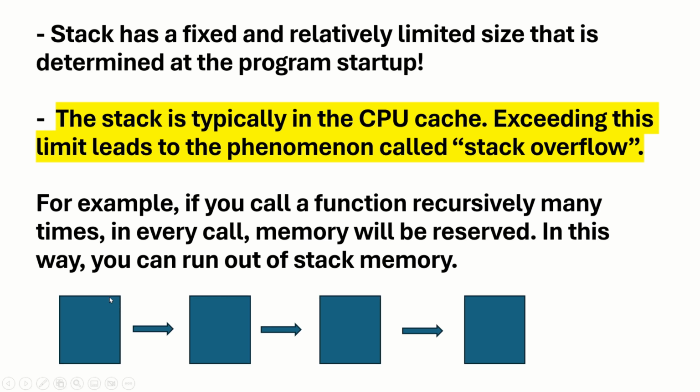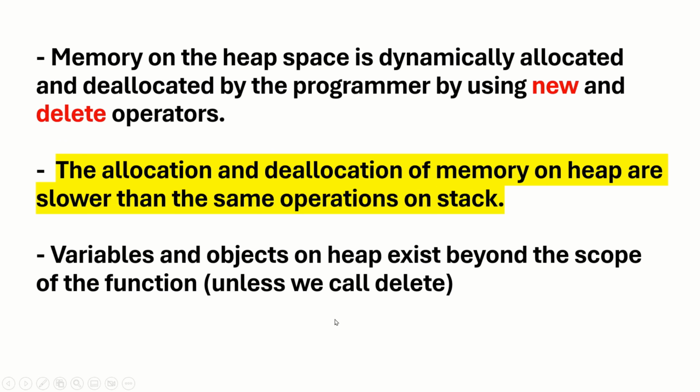And here's the phenomenon. Every time you call a function, you will reserve a memory space represented by this rectangle. Then you call recursively this function again. New memory space will be reserved. However, the old memory space will still be there. And if you repeat this procedure, that is, if you're calling the function recursively many times, you're going to reserve a lot of memory space and you might run out of stack memory.